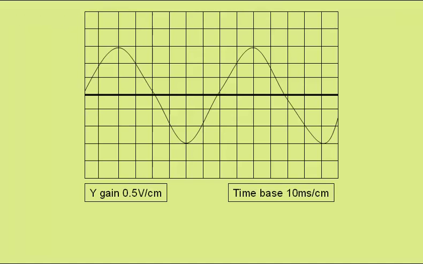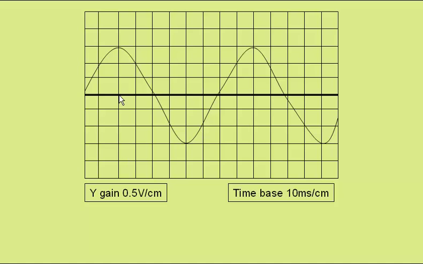Here we have an image of just the screen of the oscilloscope, with squares running horizontally and vertically. The boxes here tell us the settings of the Y gain and the time base. So we have a Y gain of 0.5 volts per centimeter, which means an input potential difference of 0.5 volts would move the dot 1 square or 1 centimeter away from the central position.